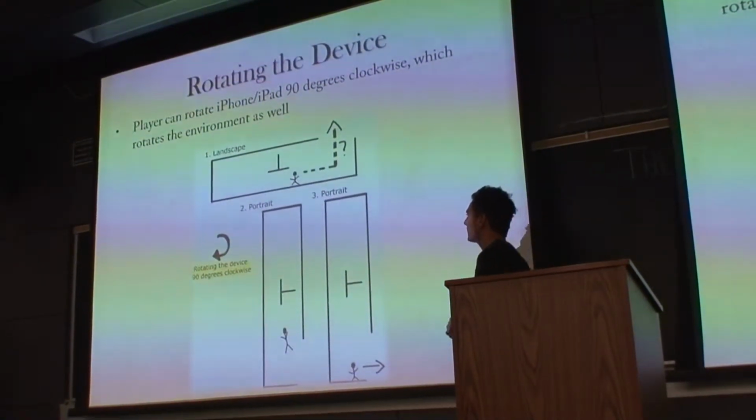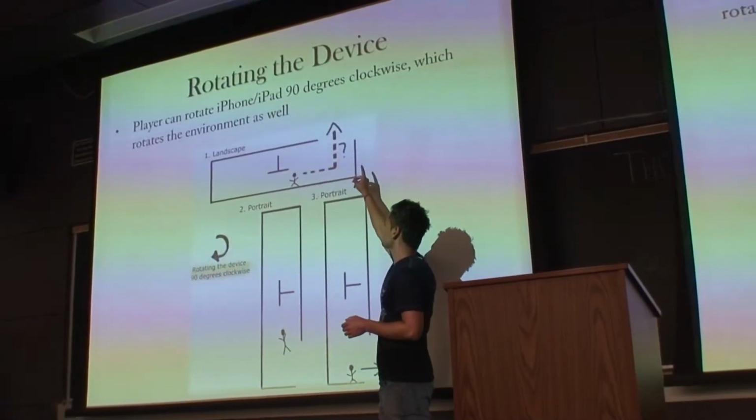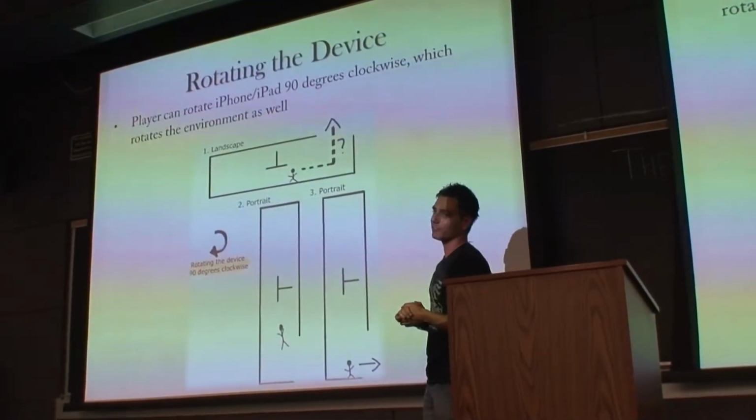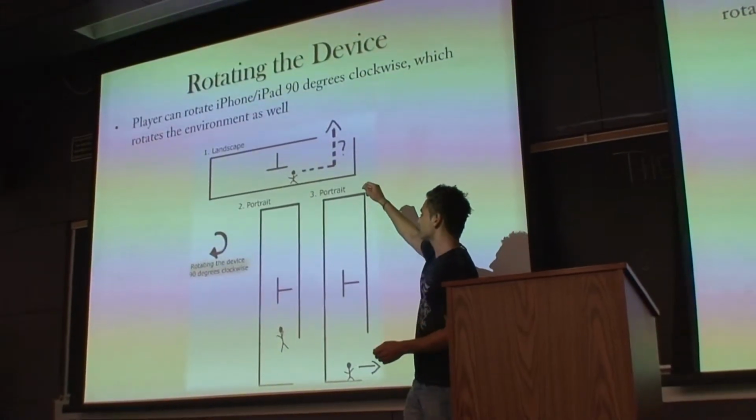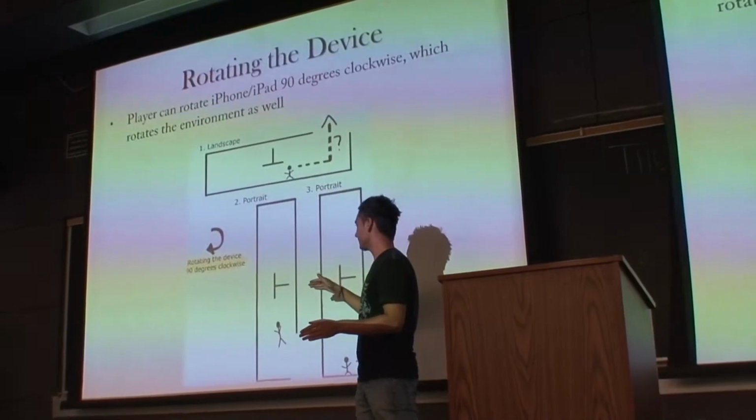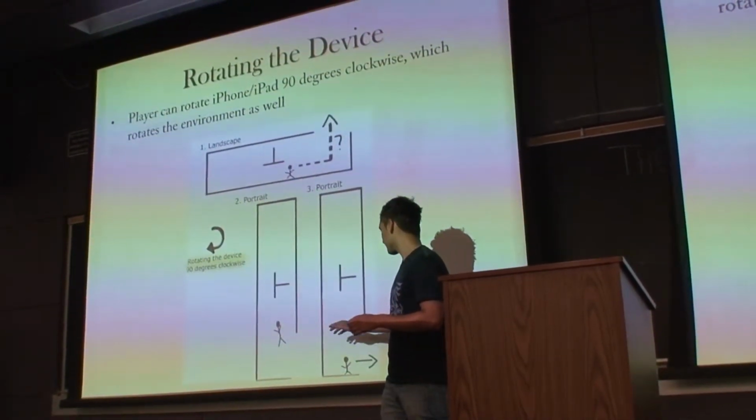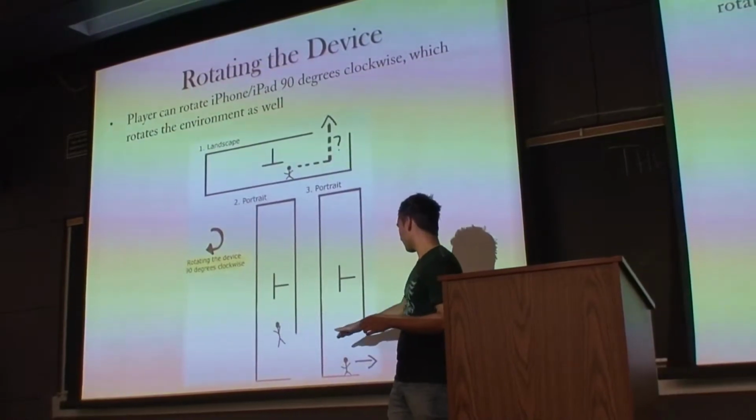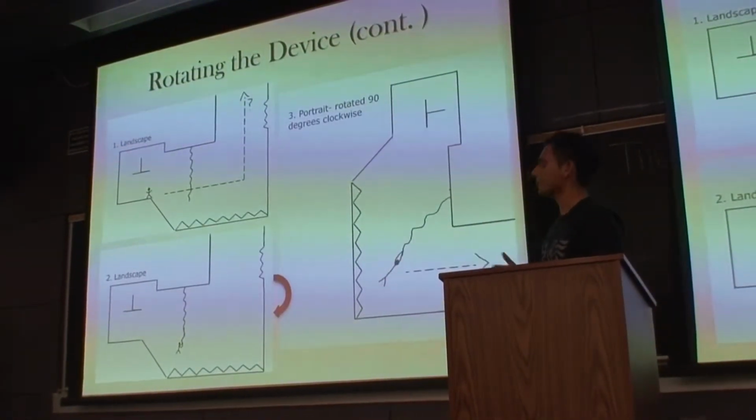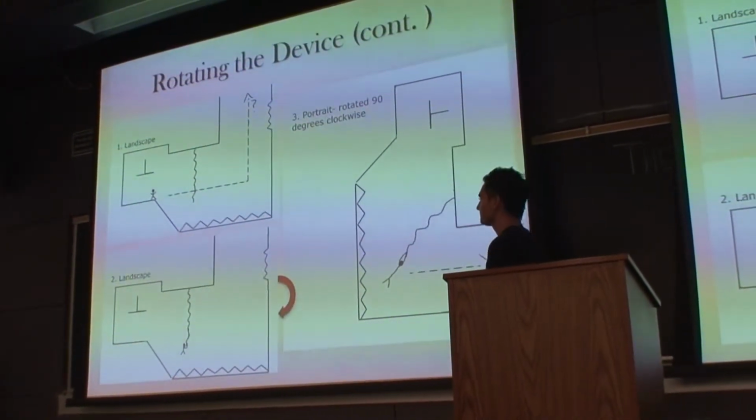In this case, the only way to progress through this environment is through a passage in the ceiling right there. So, because you can't fly in this game, what you can do is rotate the iPad 90 degrees clockwise, and likewise the environment will rotate, and the ceiling will turn into the right wall, and now you can go through the passage.